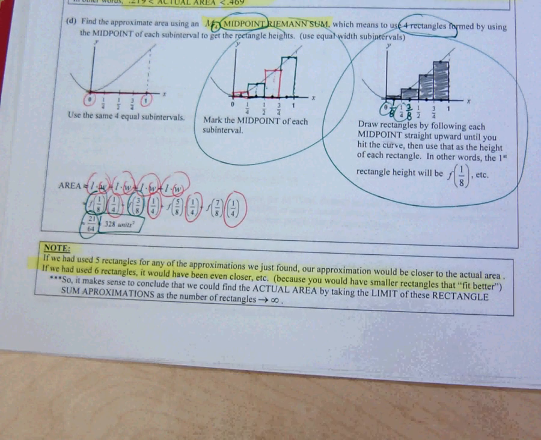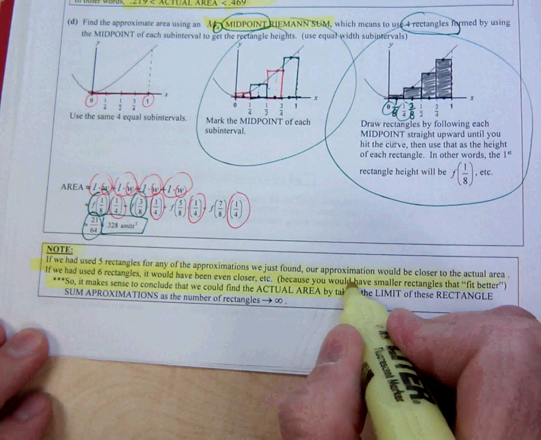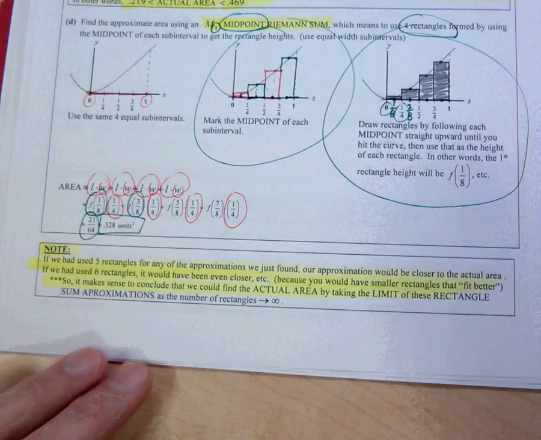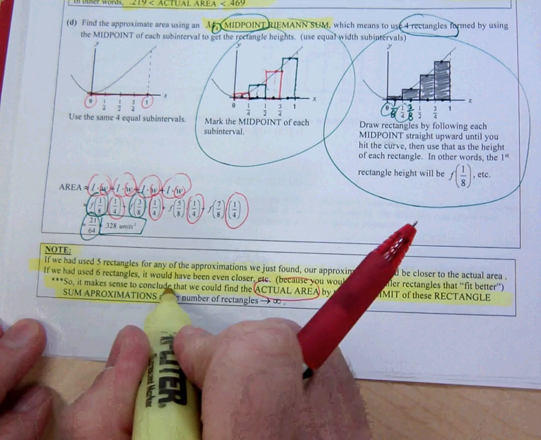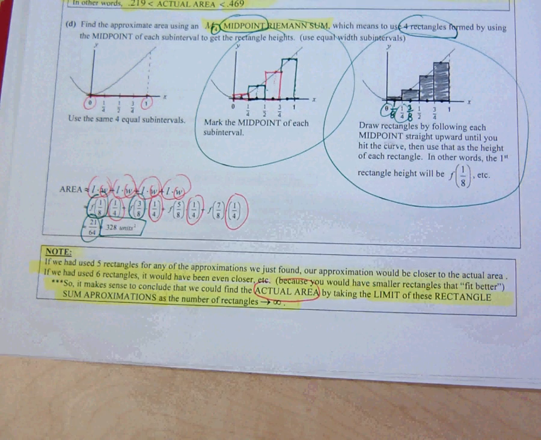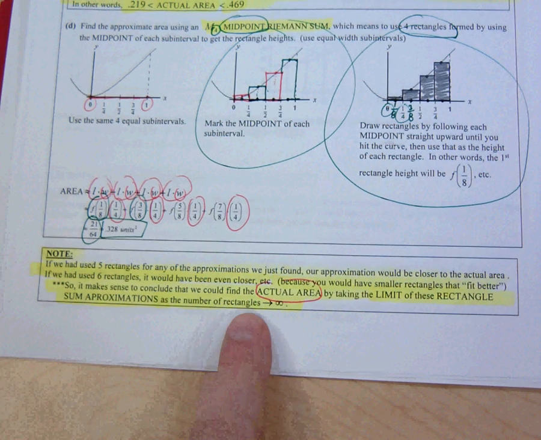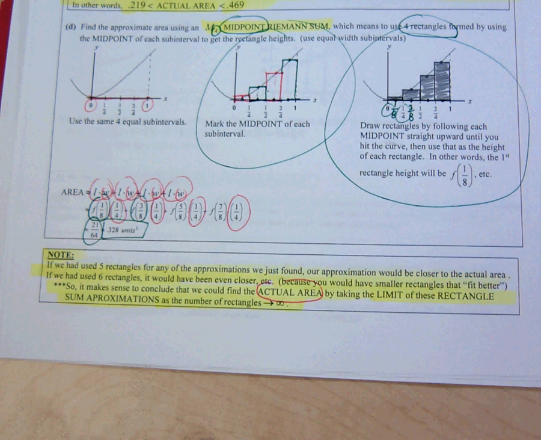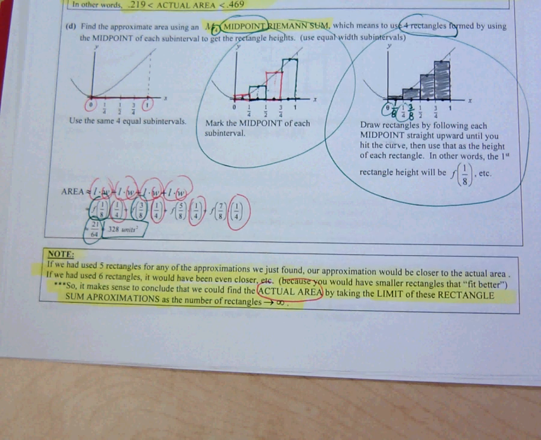So if you think about it, we can find the actual area under the curve by taking the limit of the rectangle sum approximations as the number of rectangles goes to infinity. So the more and more rectangles you use, the better and better the approximation. So if you take the limit as the number of rectangles goes to infinity, the area approximations will approach and eventually equal the actual area under the curve that we want. Okay.